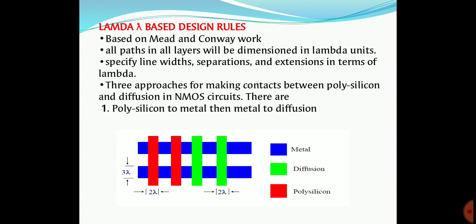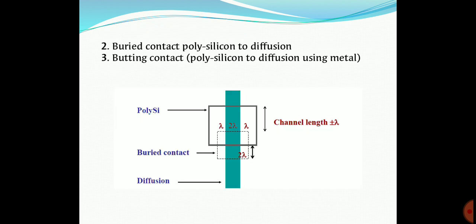Another one is the buried contact. A buried contact is polysilicon to diffusion. The dotted line is the buried contact. In that, the length and the width of the buried contact are specified in lambda. And then the butting contact: the butting contact is polysilicon to diffusion using metal.